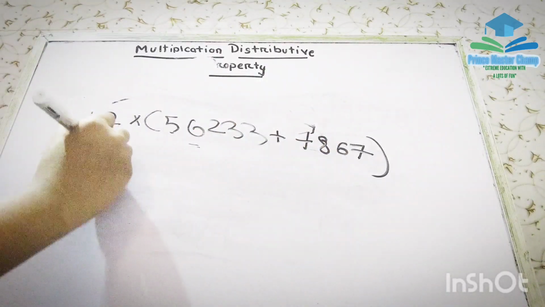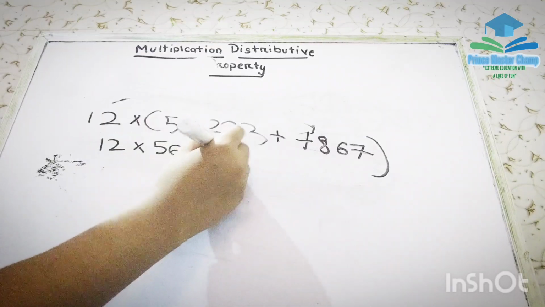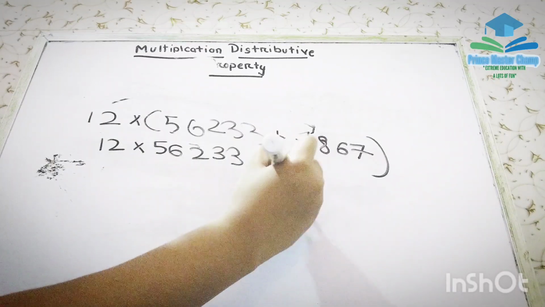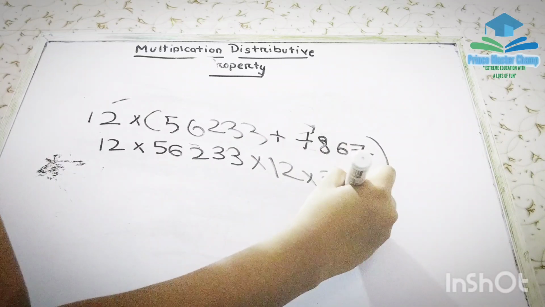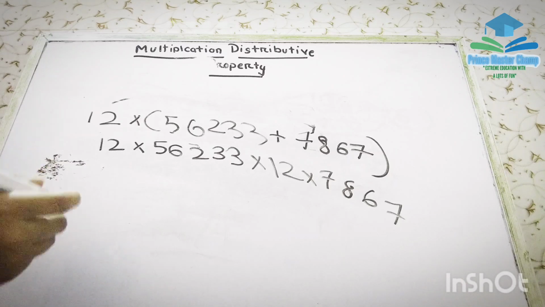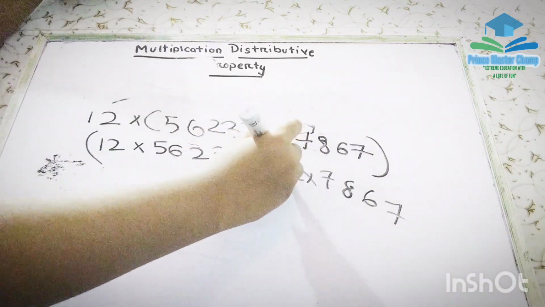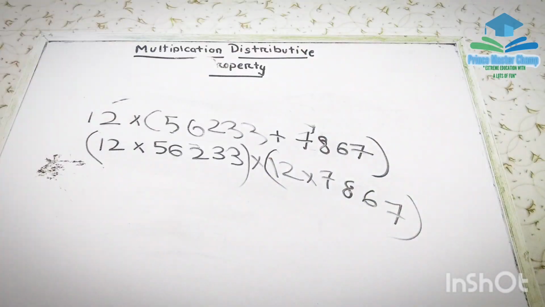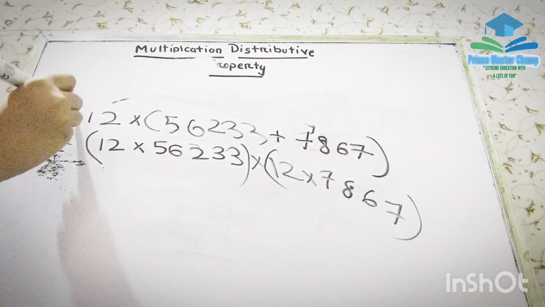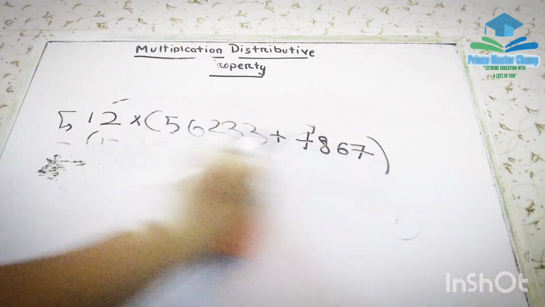Our question was given as 12 into 56233 plus 12 into 7867. This was our question, isn't it? So when we make a group of each term, isn't it the same thing? Isn't it the same process that we have done in the distributive property? Yes, of course, they are the same. So we don't need to do the same step again.